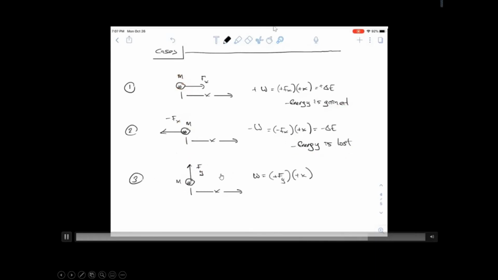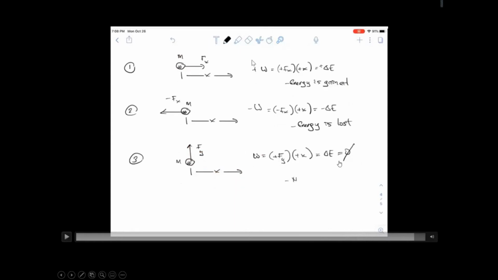All right, so the third one is force in the opposite direction, motion is in the horizontal direction. So this force does not have a component in the direction of motion. Which means that no work is being done. No energy is being transferred.